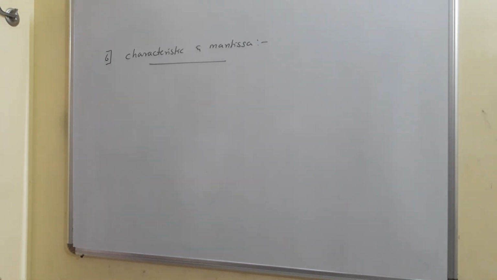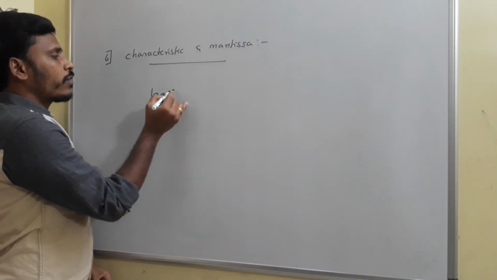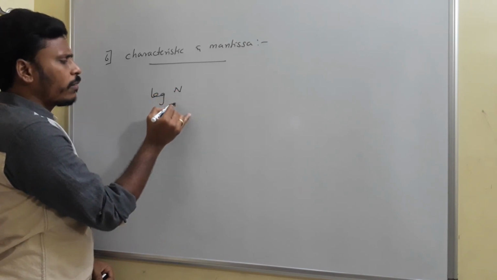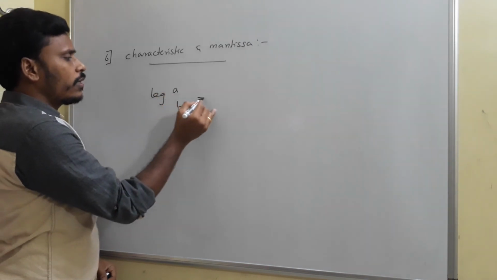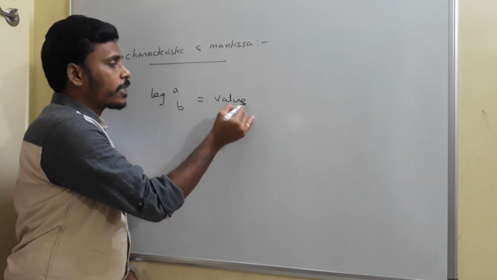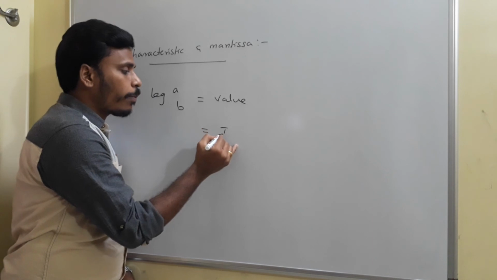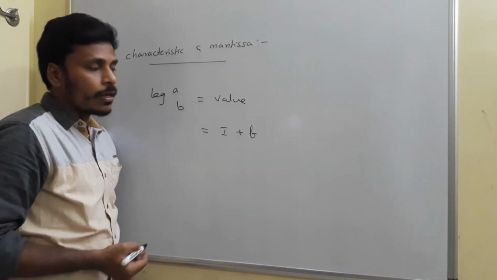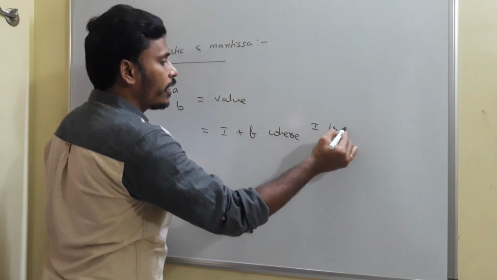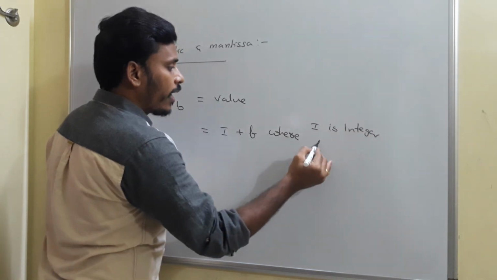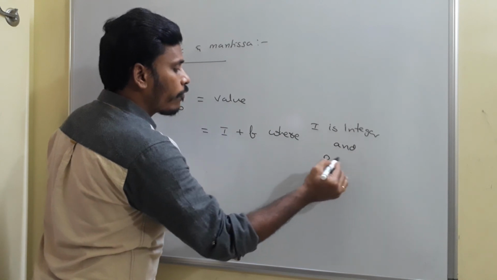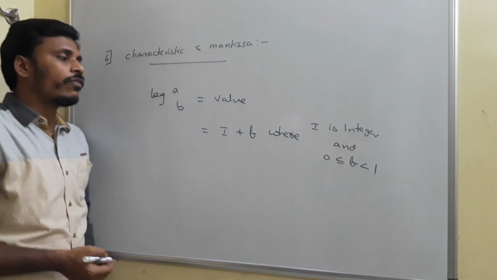See, you just think about that. For example, if I have the logarithm of some a to the base b, this is a numerical value. For sure, it is a value, okay? And I will express this value in terms of its integral part plus fractional part, where I is the integer and f is the fraction, and the value of f must be in between 0 and 1. So like that we need to express.